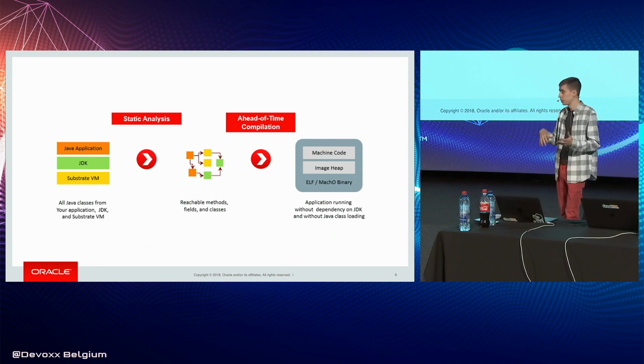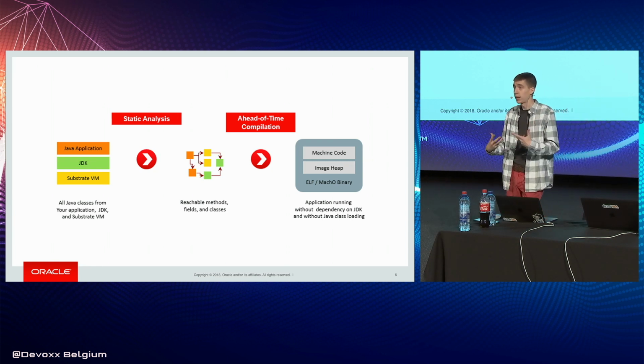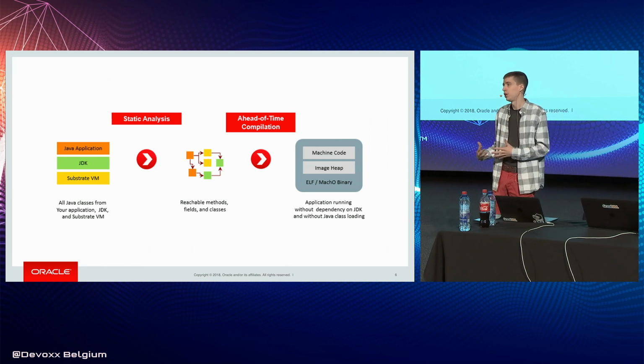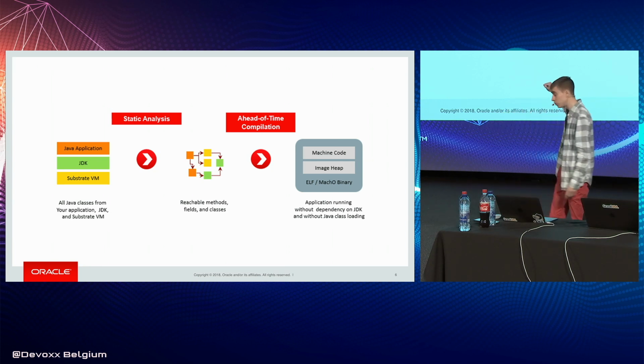So we do this with some closed world analysis, where we basically figure out the boundaries of what is reachable. And then this allows us to provide efficient machine code for this specific program. We then compile this down into machine code.